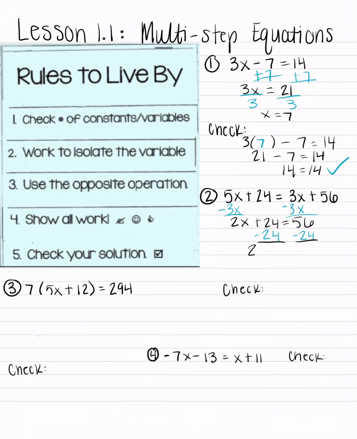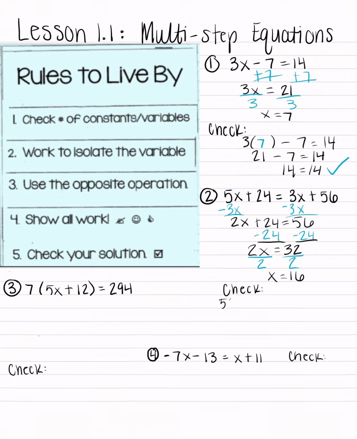So then I have 2x equals 32. Okay, and then I'm going to divide by 2 on both sides. And I get x equals 16, okay? So you can check that by plugging it in.